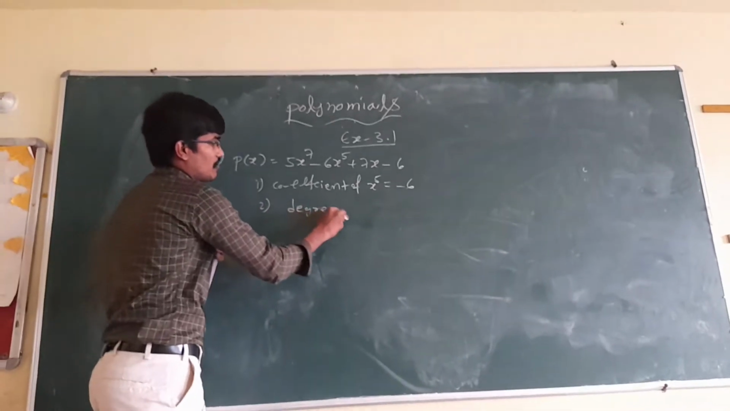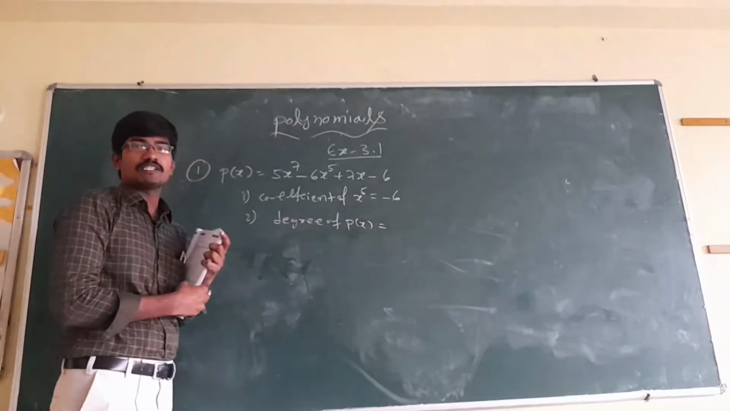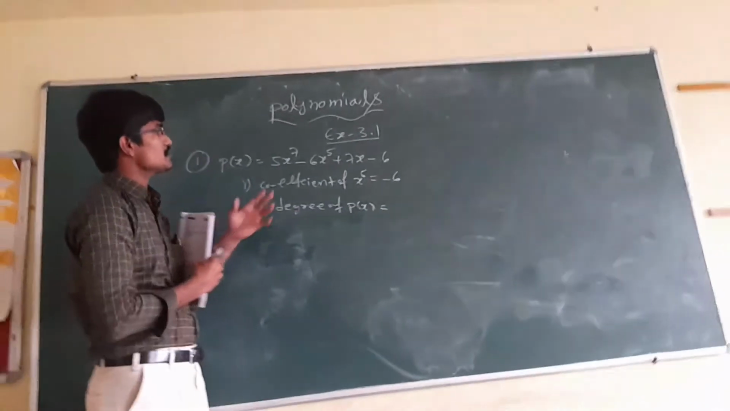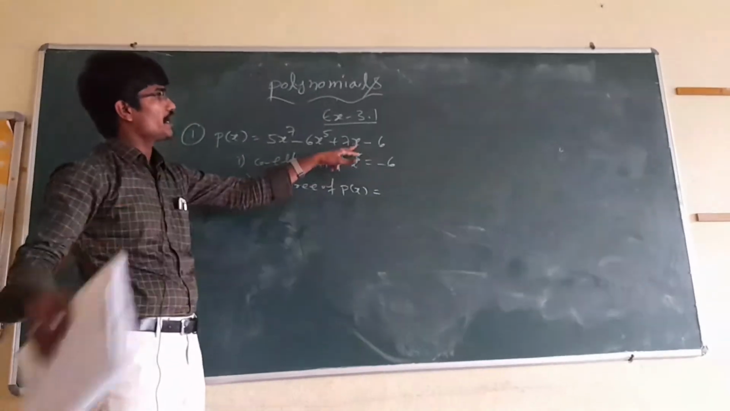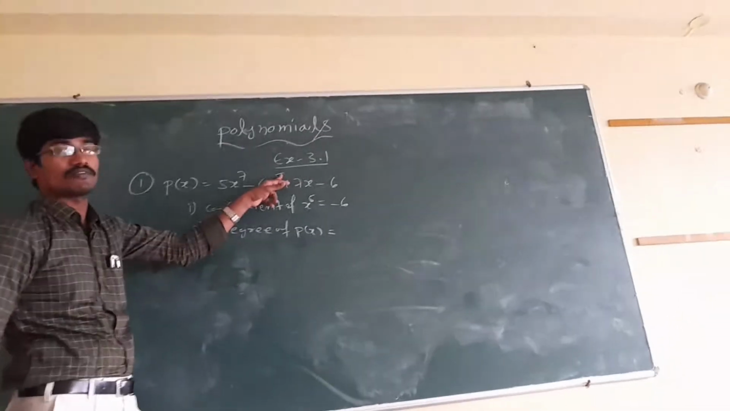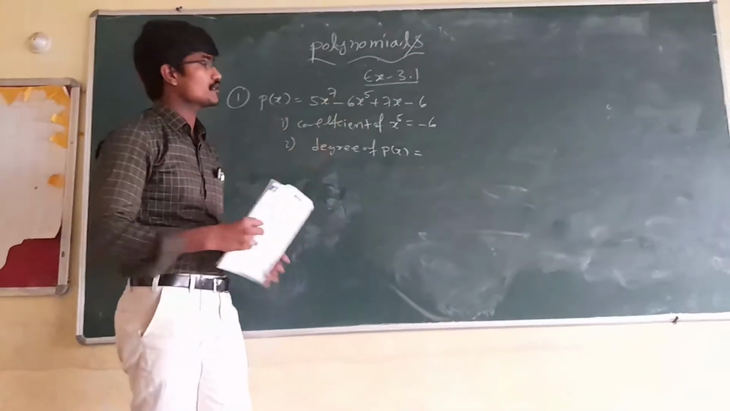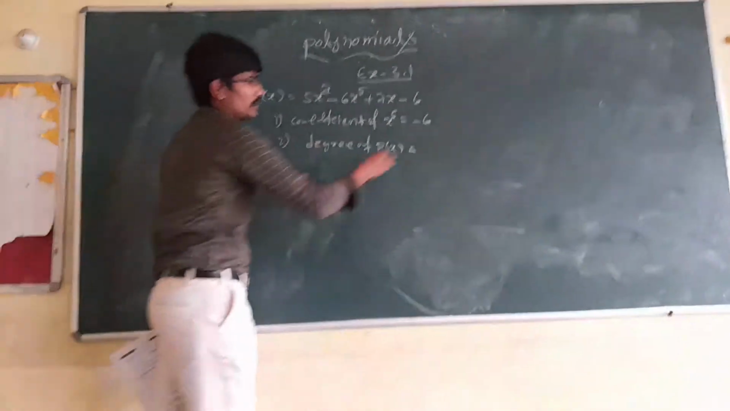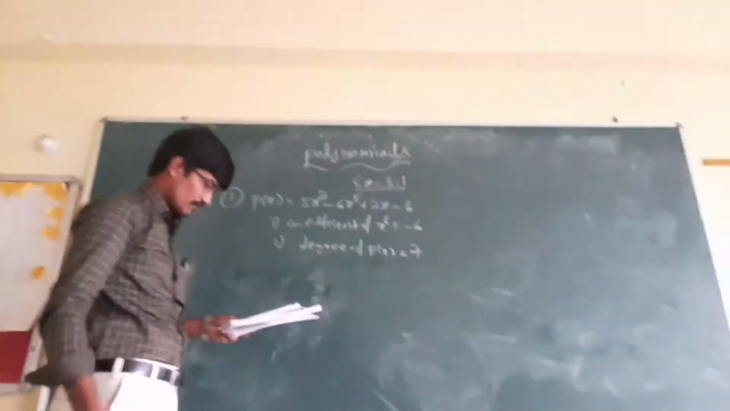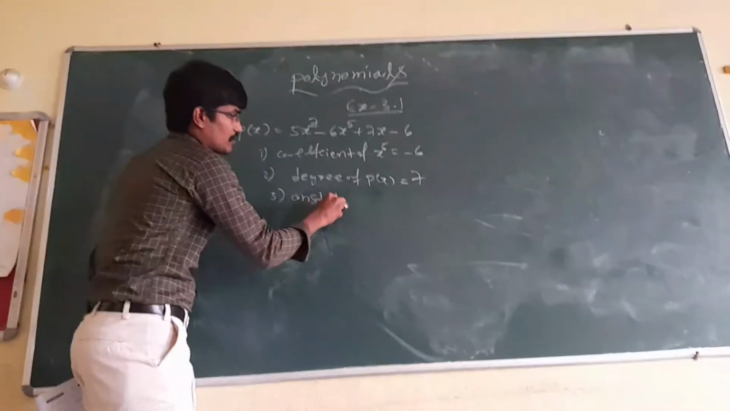Next, the second question: the degree of p of x. Degree means the highest variable power is called the degree. Here the variable x power 1 is there, x power 5 is there, x power 7 is there. So the highest variable power is 7. The degree of p of x is 7. And the third question: what is the constant term here?